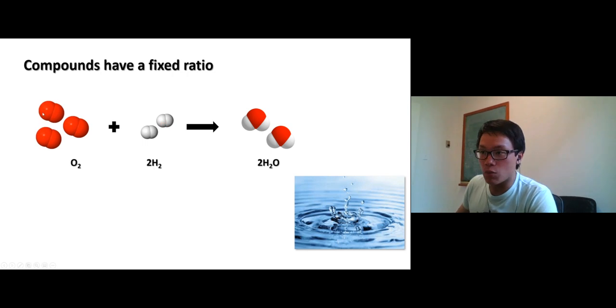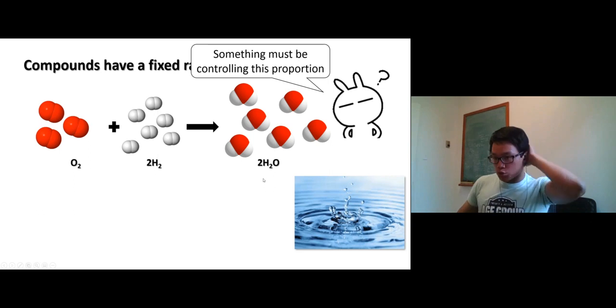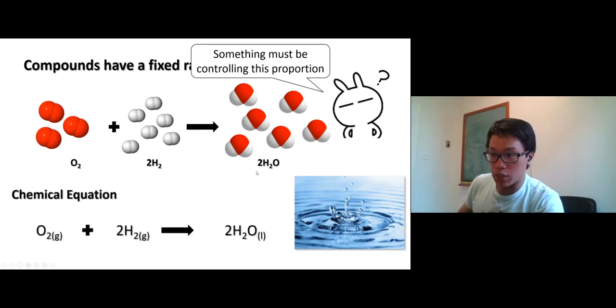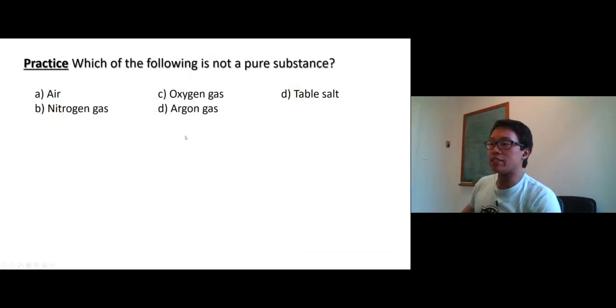If we have 6 oxygen atoms, how many hydrogen atoms do we need? Double that, right? So we need 12 total, to make 6 molecules of water. They have the fixed ratio. Something is controlling this ratio, and we're going to talk about it later, especially when we get to the chemical equation, right? So we have the reactant on the left side, combine them, and we have an arrow that goes to the product.